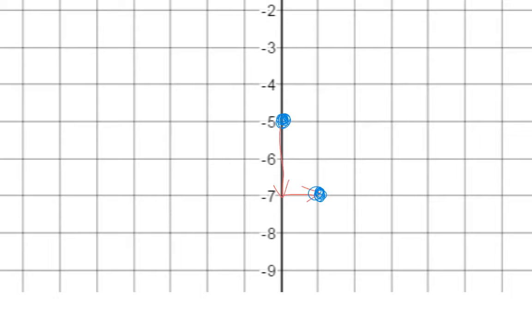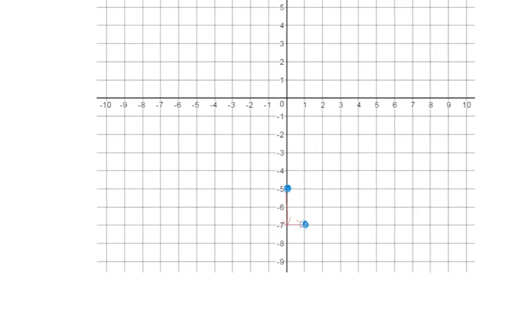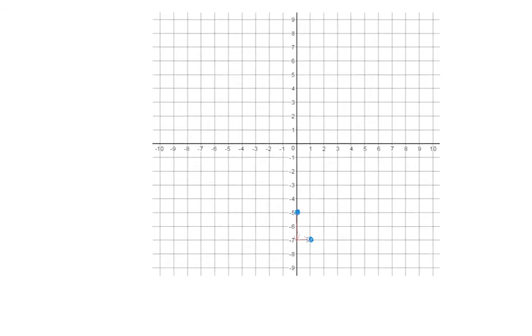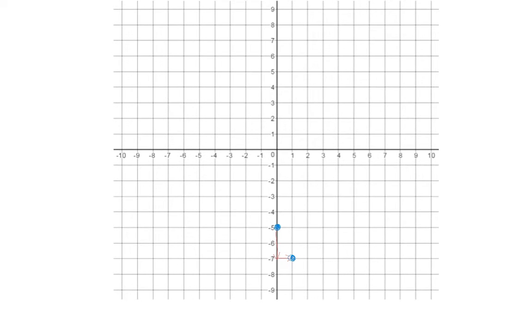Once you have your 2 points, you connect the dots with a ruler. I don't have a ruler with me right now, but you need to use one on paper. I'm going to zoom out and I'm going to draw this line very, very carefully. And there we go. That is the equation of the line drawn in real life.